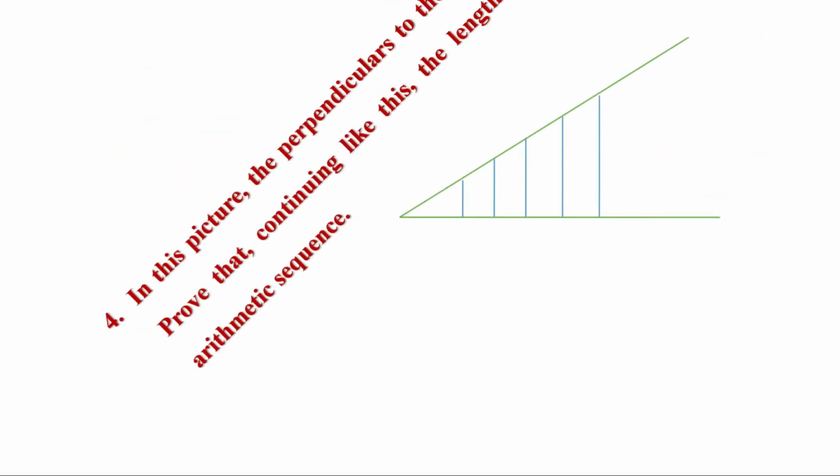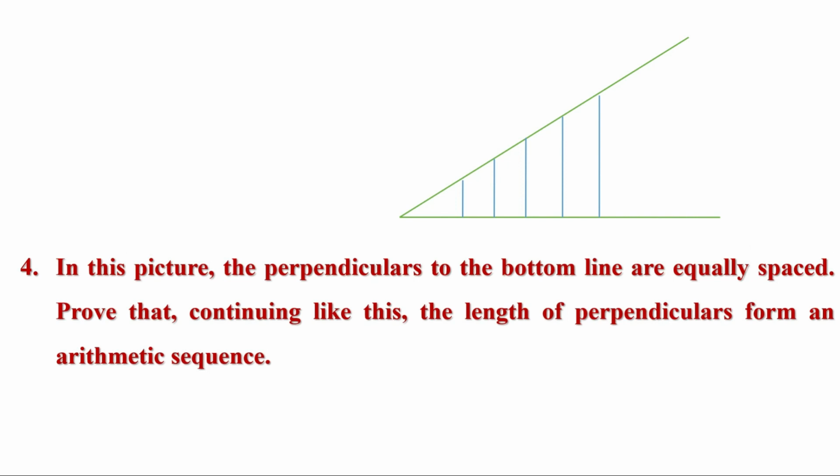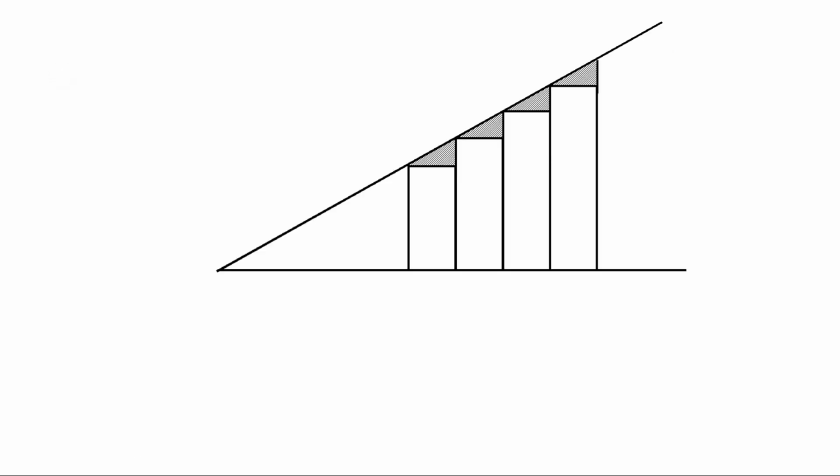Now the fourth problem. In this picture, the perpendiculars to the bottom line are equally spaced. Prove that, continuing like this, the lengths of the perpendiculars form an arithmetic sequence. Let me take the figure and draw lines like this. Then we get some triangles which are shaded here.